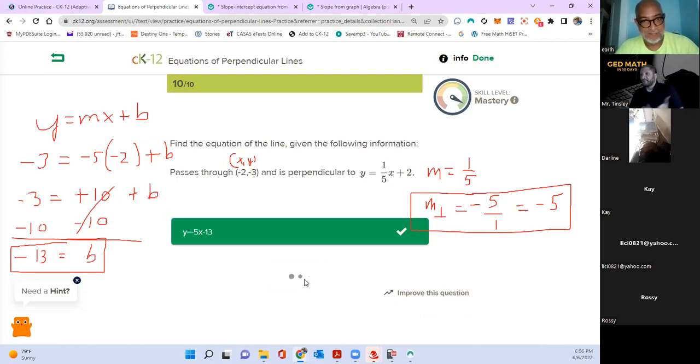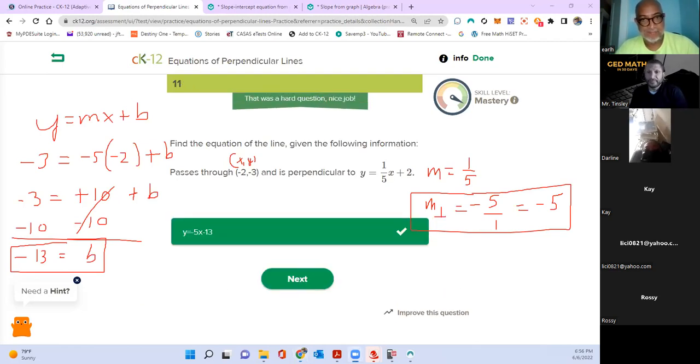Let's check it. Beautiful. You have one place where you can get how to do it quickly, which is me.